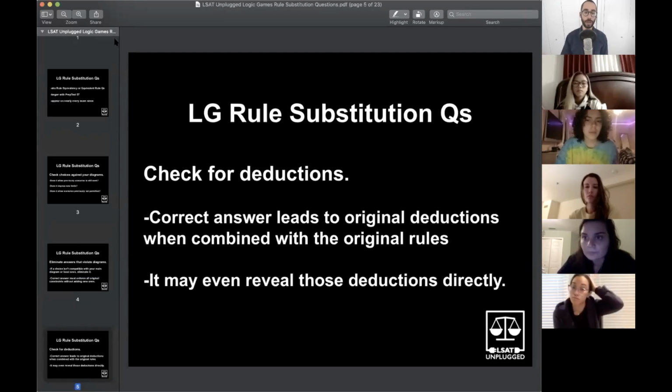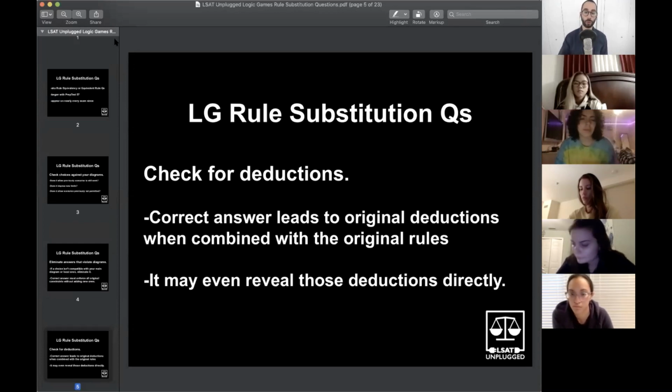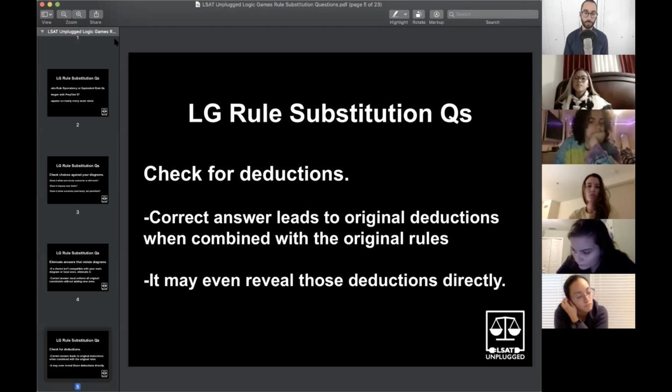You also want to check for deductions and check against your deductions. Sometimes a given answer choice will reveal a deduction or inference directly, or when combined with your other original rules, it should lead to the same deductions that you had previously. So different ways to look at it, different things it could be. It might reveal the deductions directly. It might just simply be a deduction, or it could be a slightly different framing that leads to the same result.